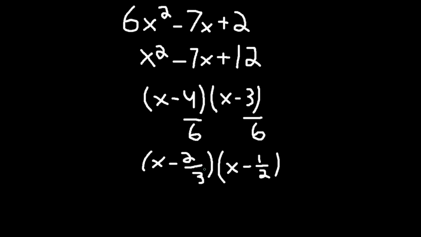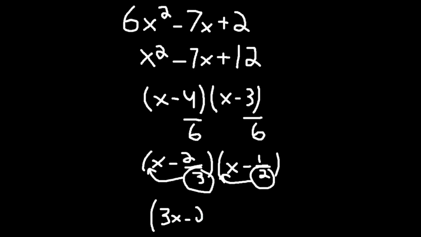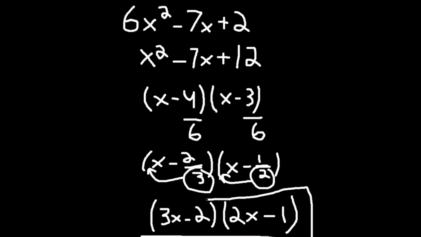What happens, the very final step is the denominator moves over to become the coefficient of the x. So our final answer is going to look like 3x minus 2 times 2x minus 1. If you FOIL that out, that will be 6x squared minus 3x minus 4x gives minus 7x, and then plus 2. So yes, this is our final answer, and that is the slip slide method.